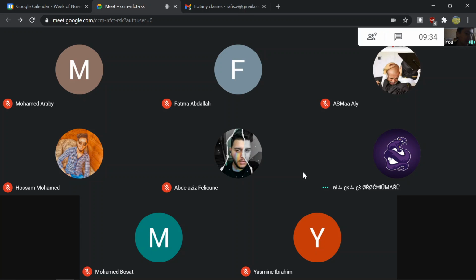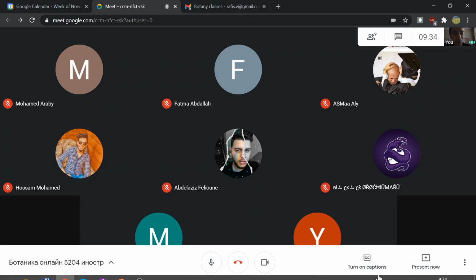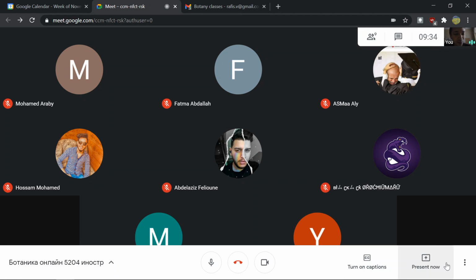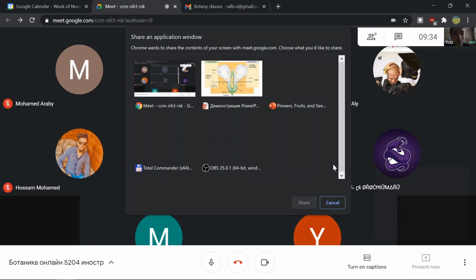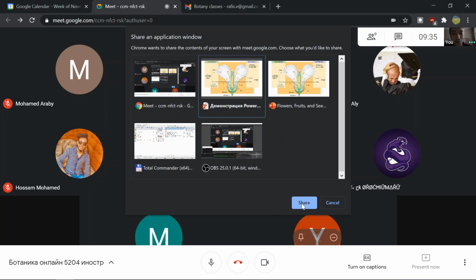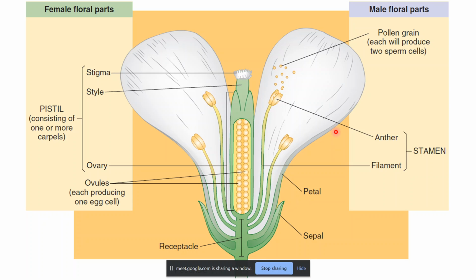Okay, so let's return to the flower parts. The nectar is usually produced inside the flower, somewhere here. So there are special parts that produce the nectar.